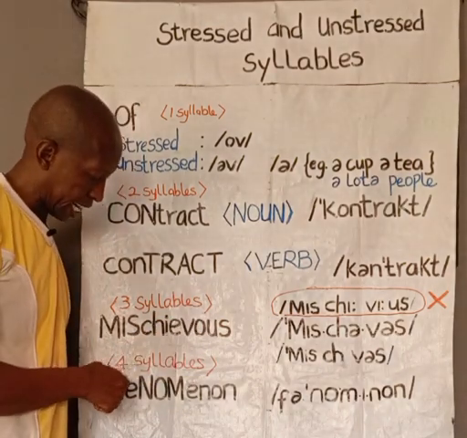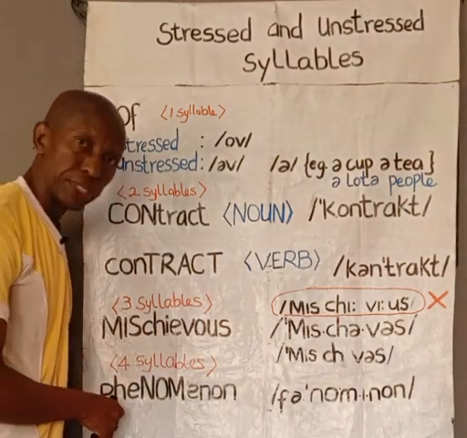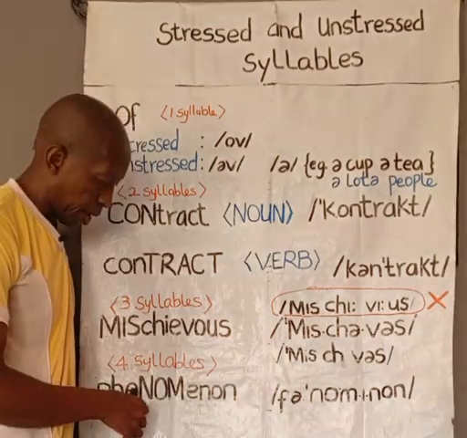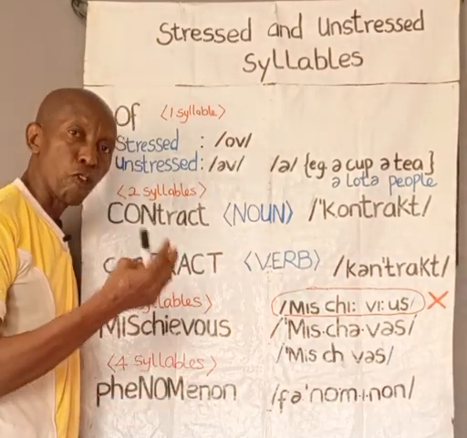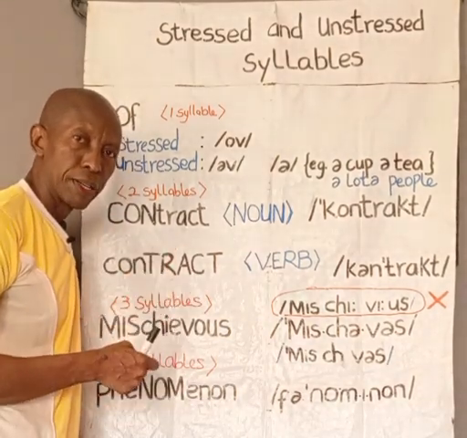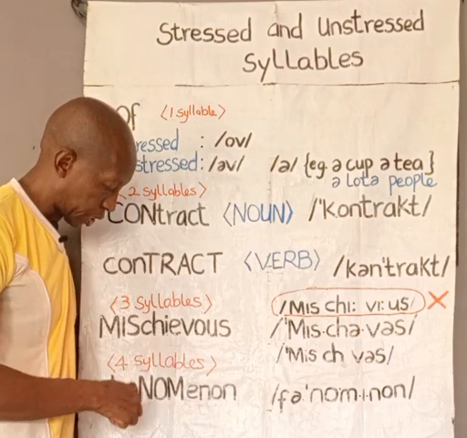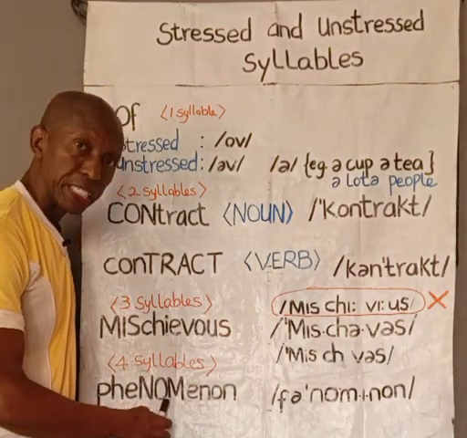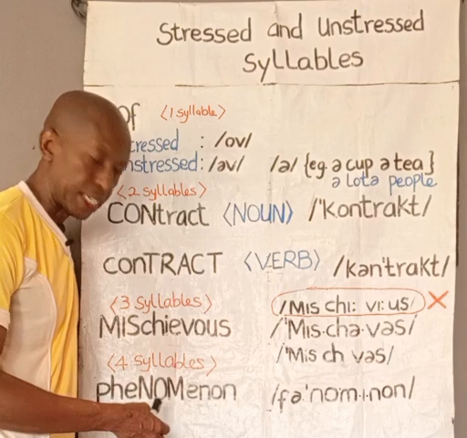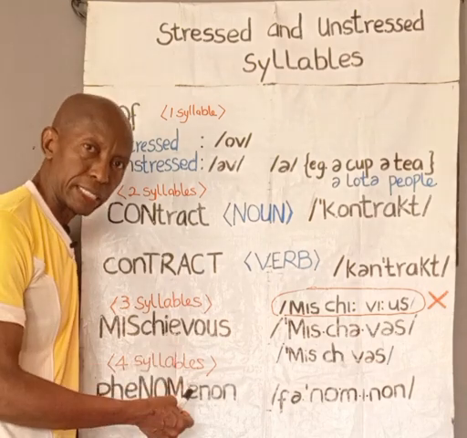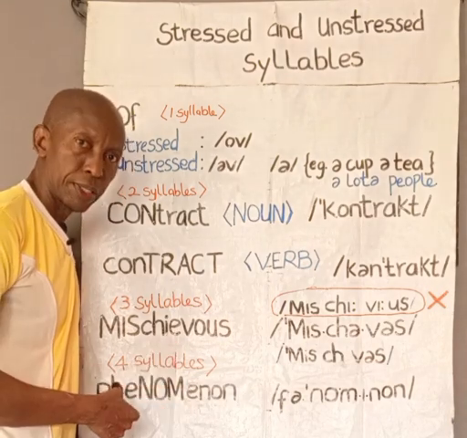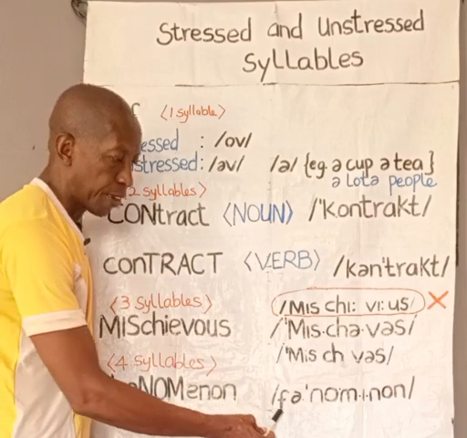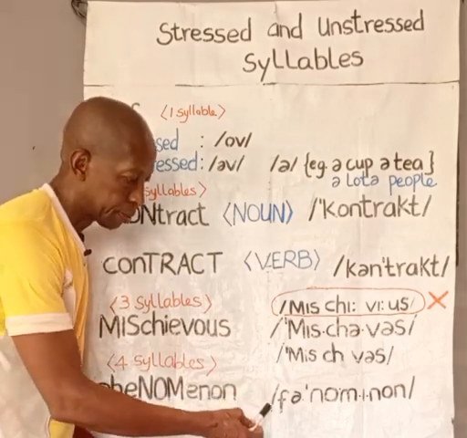Let's move on to the next word here. Oh, this is a very long word. Now we have a word that has 4 syllables. It's going to be a long journey. 4 syllables. The second syllable is stressed. That is to say, the second syllable is the loudest among all the syllables. Now, let's find out how to pronounce it.